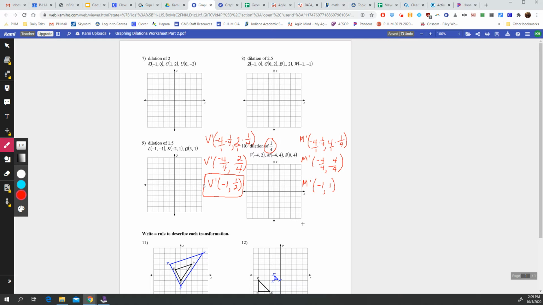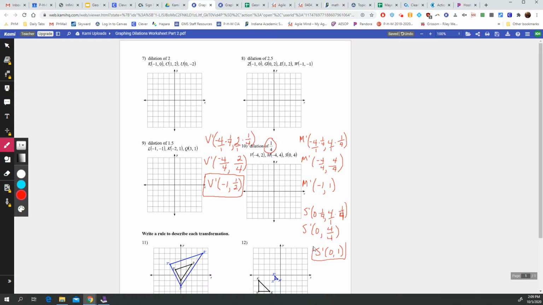Only thing left is s prime. So s prime, we're going to take 0 times 1/4. We're going to take 4 times 1/4. Sorry, that looks like a 9. That's a 4. 0 times anything is 0. Change this to 4 over 1 if you want. You'd get 4 in the numerator. You'd also get 4 in the denominator. So s prime is 0, 1.